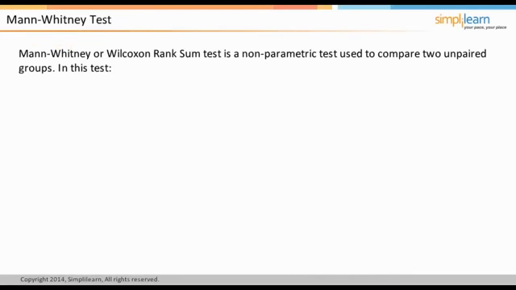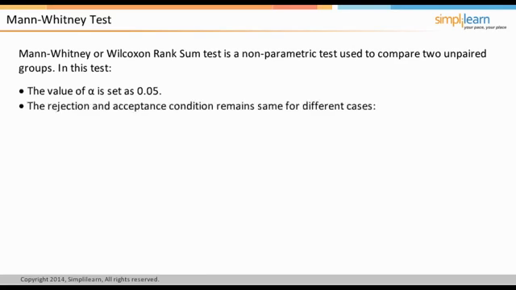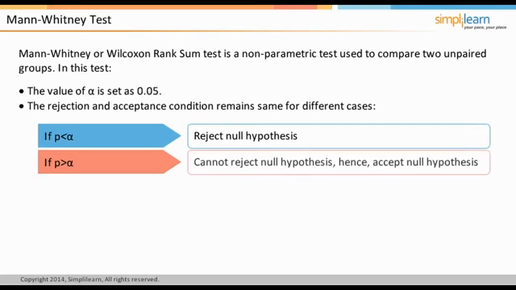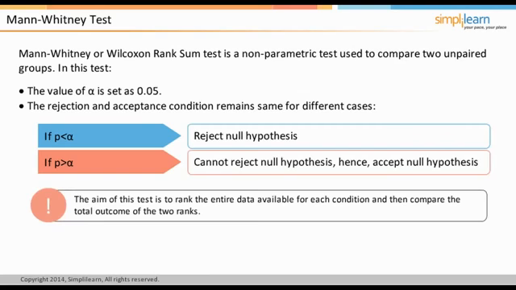The Mann-Whitney test, also known as the Wilcoxon rank sum test, is a non-parametric test which is used to compare two unpaired groups. In this test, the value of alpha is by default set at 0.05, and the rejection and acceptance condition remains the same for different cases. That is, if p is less than alpha, reject the null hypothesis. If p is greater than alpha, reject the alternate hypothesis. The aim of this test is to rank the entire data available for each condition, and then compare the total outcome of the two ranks.